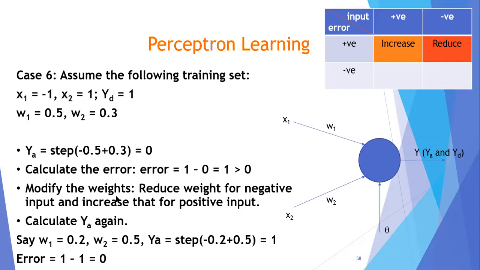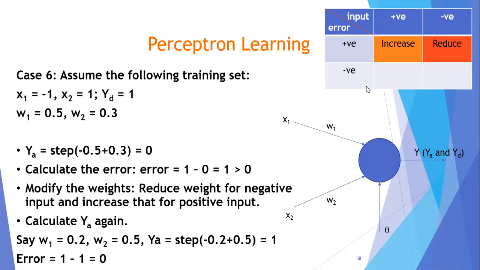So you modify the weights. You reduce the weight for negative input and increase that for positive input, because we're taking the weighted sum of the input with the weight. If your input was negative and you want to increase the weighted sum x, you need to decrease the weight for the input which is negative. For the input which is positive, you would increase the weight. So it depends on the sign of input. So what cases are we considering here? Our error is definitely positive, so we are along this rule here.